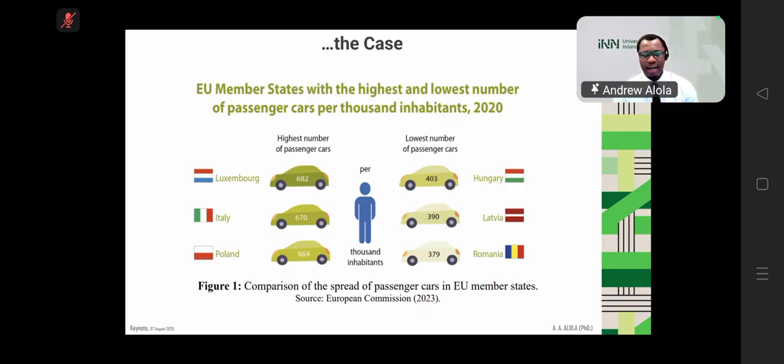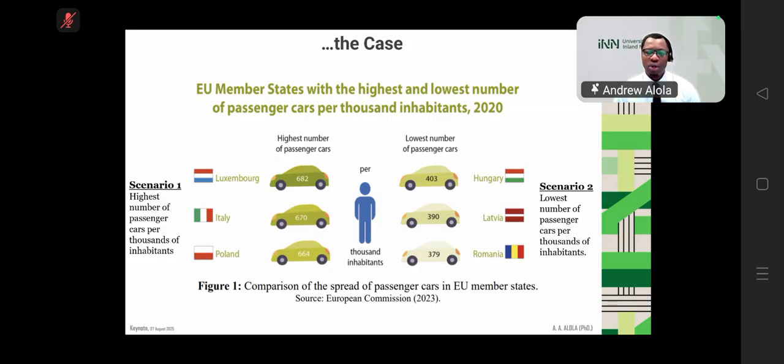Then the typical case of this study is considering the passenger cars. So we are not talking about all kinds of cars. We're talking about the passenger cars. That is the car that you use for your private engagement. For instance, you have your small family cars. You drive to work, pick your children from schools. So we're talking about some of these cars. And we're going to look at two cases, two scenarios. The first scenario is we'll look at the countries with the highest number of passenger cars in the EU. Then the second scenario will be countries with the lowest number of passenger cars.